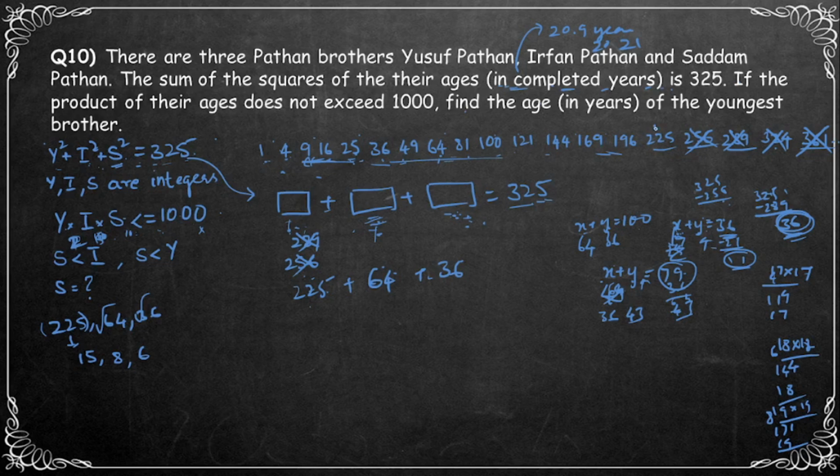So 225 is done. Now let us take 196. If I take 196 out of that, I'll have 129 left.